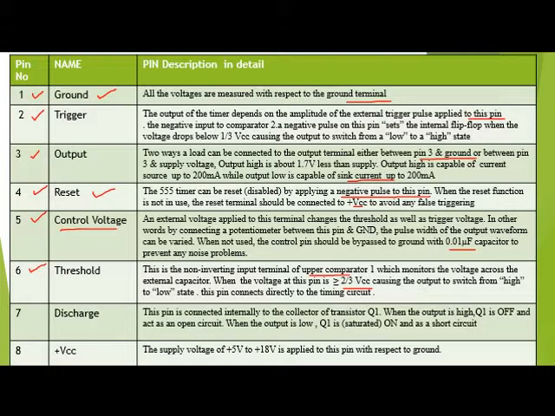It is a high to low state, and this pin is connected directly to the timing circuit. The next pin, pin number 7, is called discharge, and this pin is connected internally to the collector of the transistor Q1.